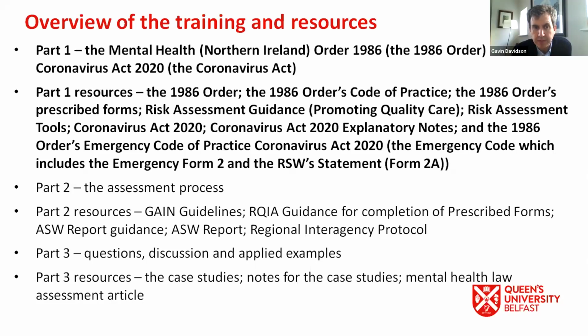In parts 2 and 3 of the training, James is going to take you through the assessment process in much more applied depth. And just to note that you should also have received the resources for that part of the training, which are the regional guidelines audit and implementation networks, guidelines for the 86 Order, RQIA's guidance for the completion of the prescribed forms. Also really importantly is the regionally agreed format for the applicant's report. It's also referred to as Mental Health Order B.